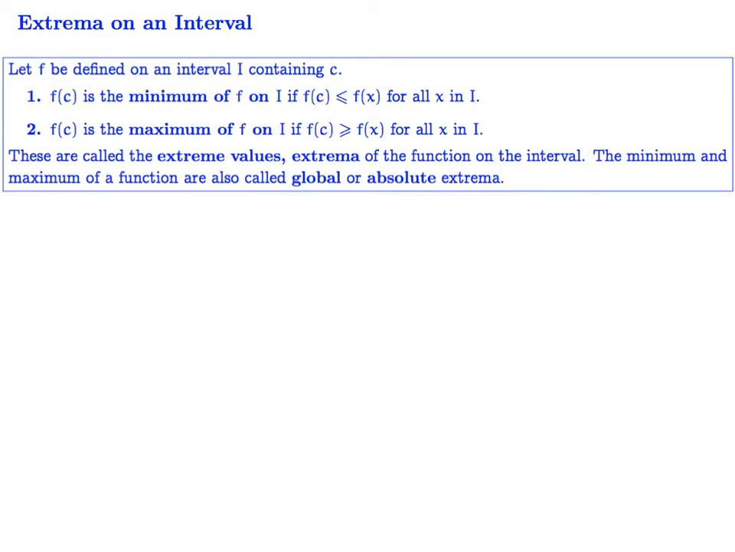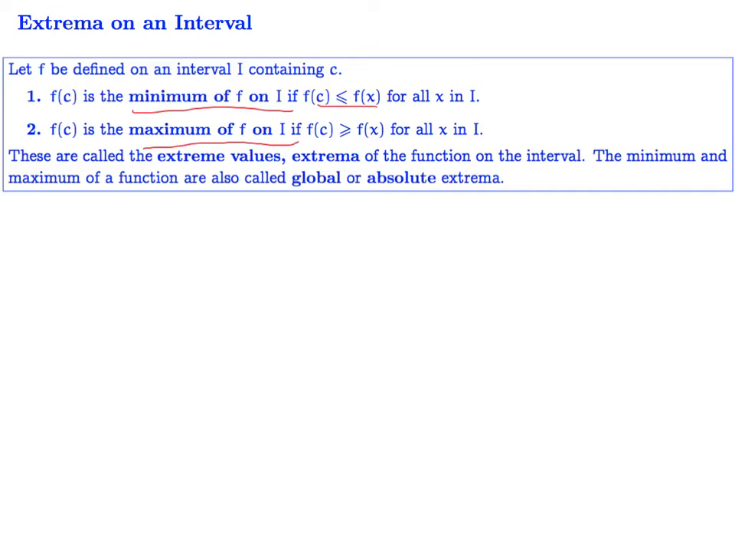So before we get started in this section, what we need to do is we need to get a couple vocab words in. So let f be a function defined on an interval containing c. We're going to say f of c is the minimum of f on that interval I if f of c is less than or equal to f of x for all x in I. It's smaller than the stuff around it, and it's going to be a maximum of the function if it's bigger than everything around it. And these are also called extreme values, extrema, and the minimum and maximum of a function are also called global or absolute extrema.